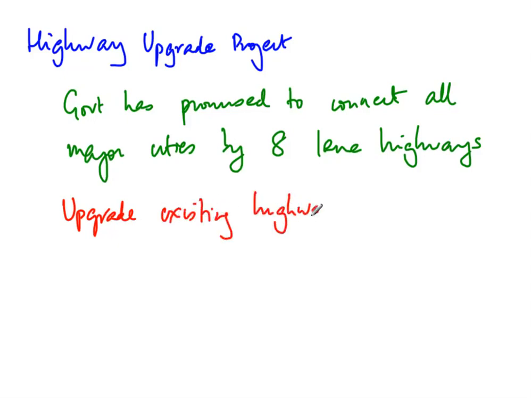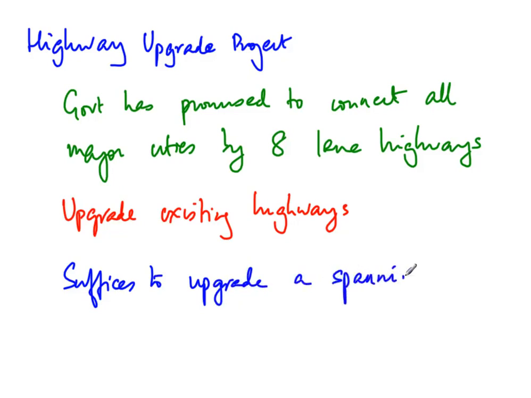Now if one reads the proposal naively, you would expect that every existing highway between two major cities should be upgraded to 8 lanes. But if funds are short, it suffices to upgrade a spanning tree, right? Because if we upgrade a set of highways that form a spanning tree between these major cities, then you can go from any city to any other city by an 8-lane highway, and that's all the government has promised. The government has only promised to connect all major cities by 8-lane highways, not to directly connect all major cities by 8-lane highways. So these are two typical examples where you would like to look for a spanning tree from an underlying graph.